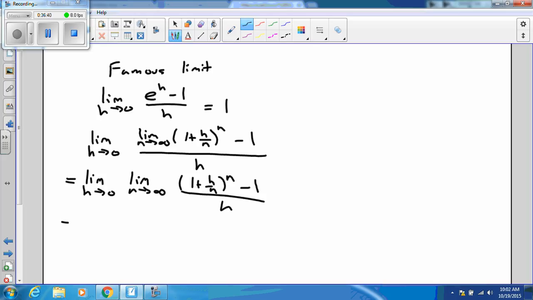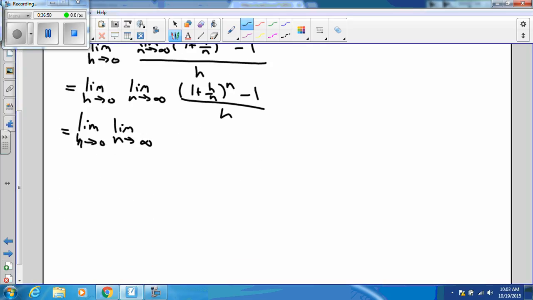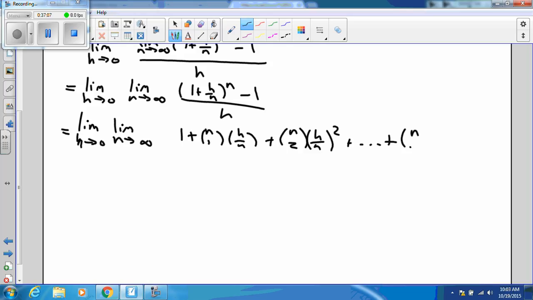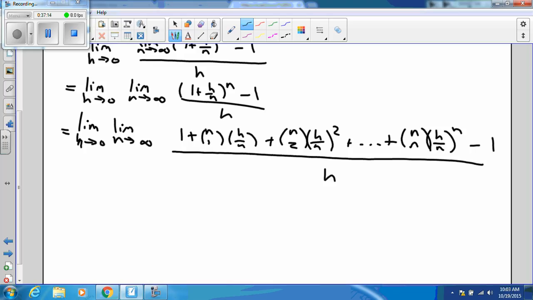And so let's take this quantity and expand it using our binomial theorem and see what we get. When I use the binomial theorem, what I get is 1 plus n choose 1 times h over n plus n choose 2 times h over n squared plus, all the way out, n choose n, h over n to the n power. Minus 1, of course, and all of that divided by h.